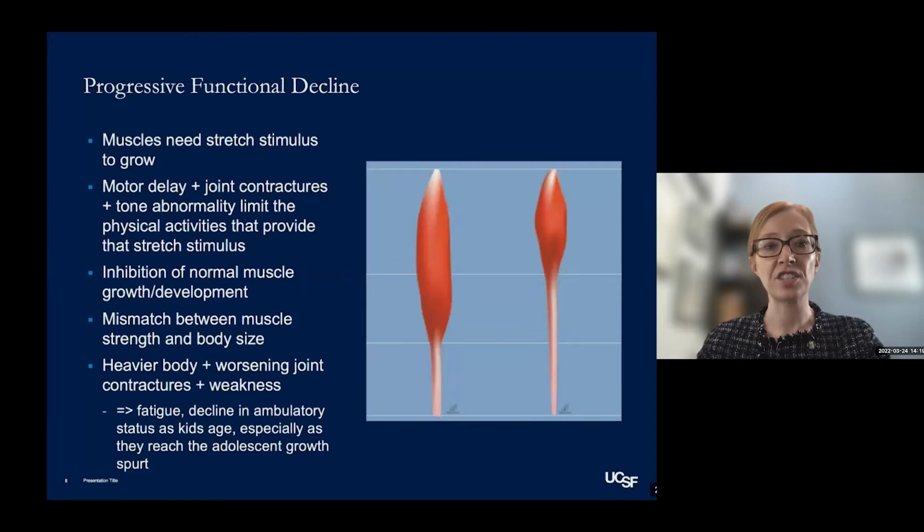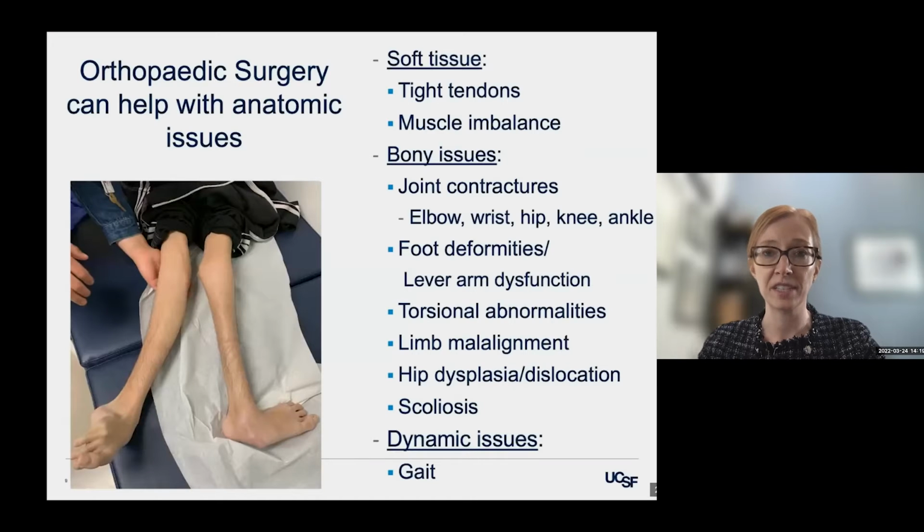So muscles need stretch stimulus in order to grow. And then with this motor delay and joint contractures and tone abnormality, it limits the physical activities that provide that stretch stimulus. And this inhibits normal muscle growth and development. So there ends up being this mismatch between muscle strength and body size. And this is worsened as the body gets heavier. As a person grows heavier, with worsening joint contractures and weakness, this leads to worsening fatigue and decline in ambulatory status as kids age, especially as they reach that adolescent growth spurt when function often declines precipitously. So what can orthopedic surgery do?